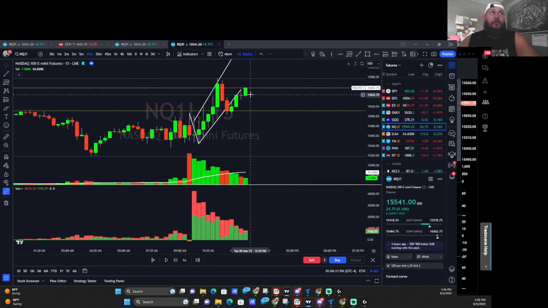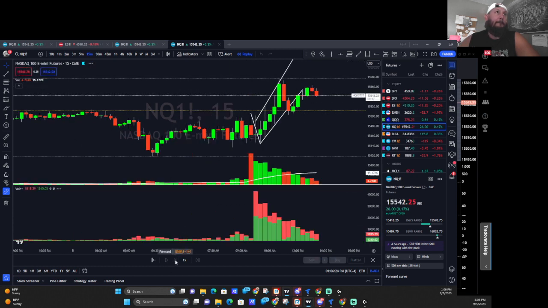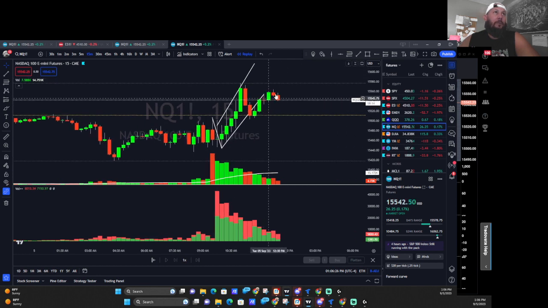Okay, so buyers are stepping back in. Opened here, closed here, got as low as here, got as high as here on this wick. Next candle. And we're pretty much back to where we were at, right? So this is current now.